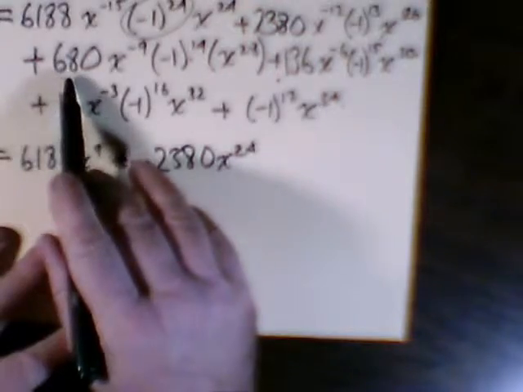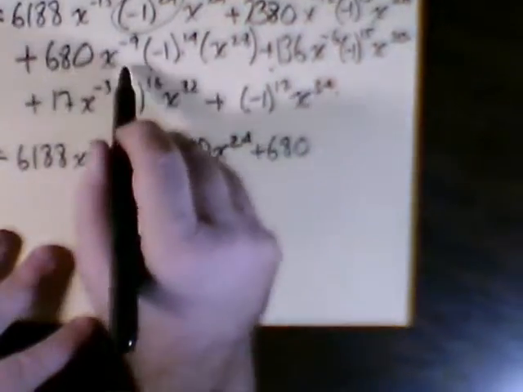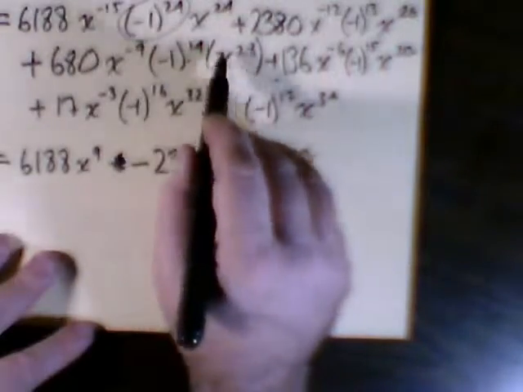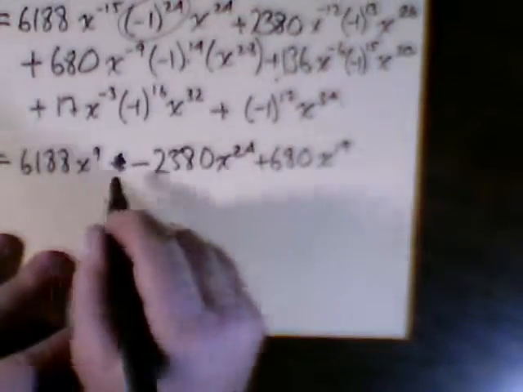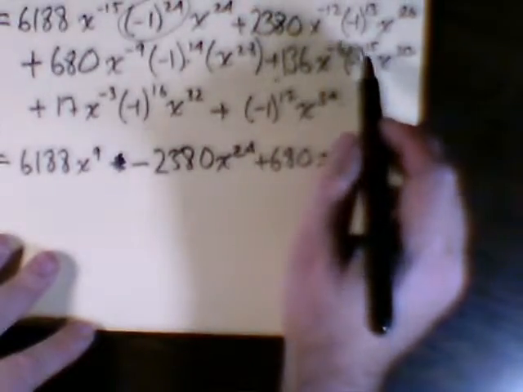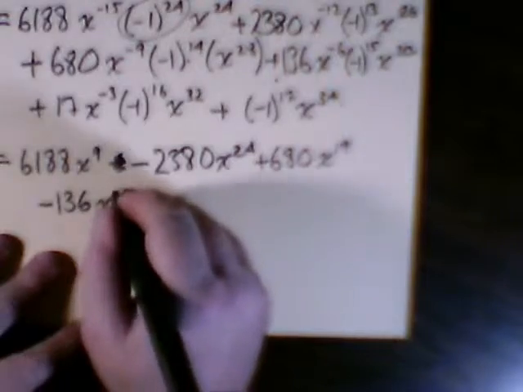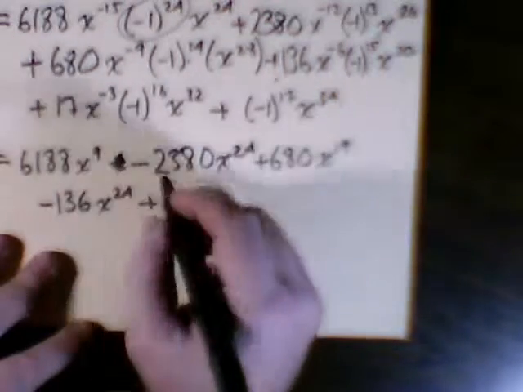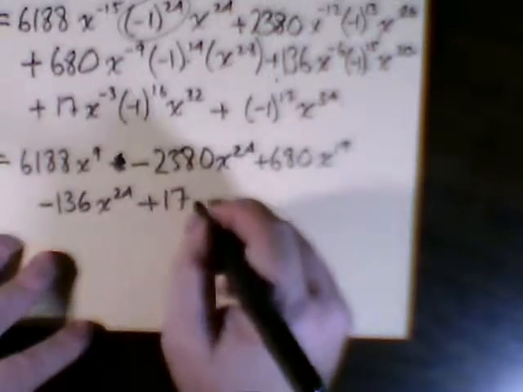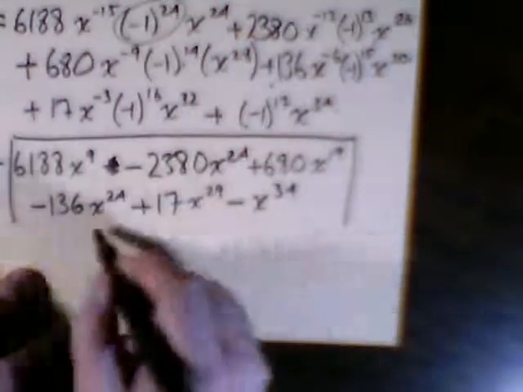And we go further, 680, the negative 1 is to the power 14, so it's going to be a positive 680, 28 minus 9 is 19, so x to the 19th, and we keep going. This minus 1 to the 15 makes this term negative, so minus 136. And 30 minus 6 is 24, x to the 24th. And plus, because negative 1 is to the 16, making this positive. Positive 17, 32 minus 3 is x to the 29th. And finally, we get negative x to the power 34. And I believe that is now fully solved.